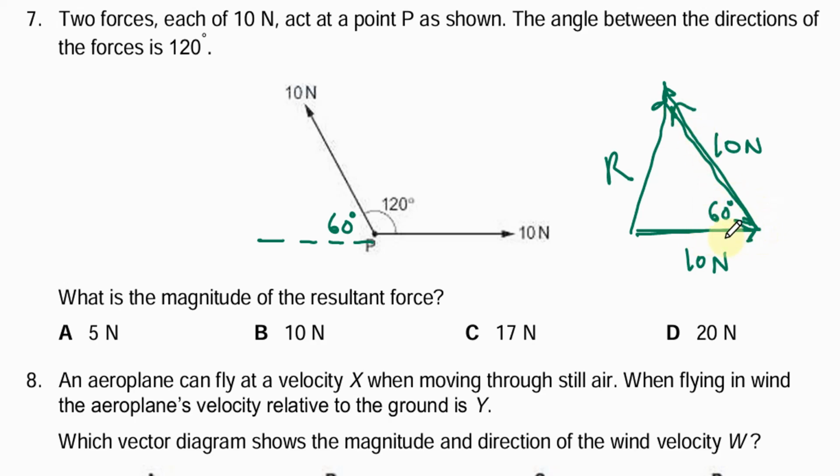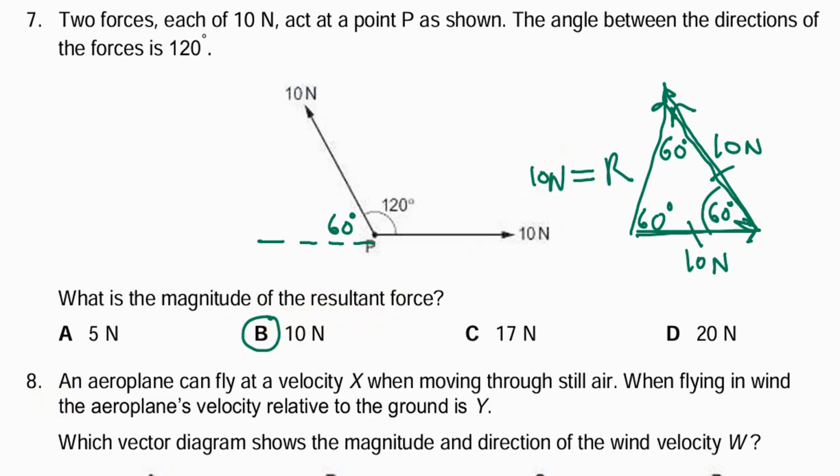Then here we have an isosceles triangle. So these two sides are equal. And that means that the base angles must be equal. So this angle here is already 60 degrees. So these two must add up to 120. And it's an isosceles triangle, so each of them must be 60. Now we see that we end up with an equilateral triangle. All the angles are 60. And that means that all the sides must be equal. So the resultant here will be 10 newtons. And our answer will be B.